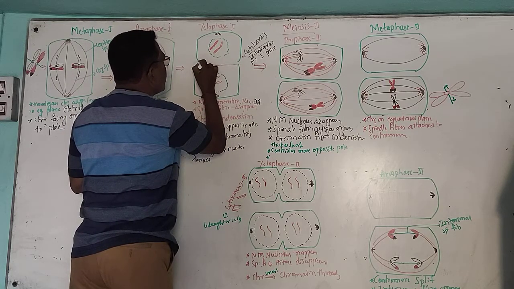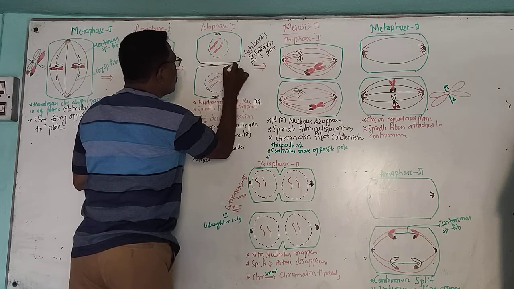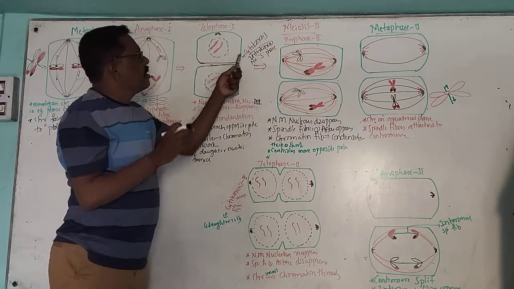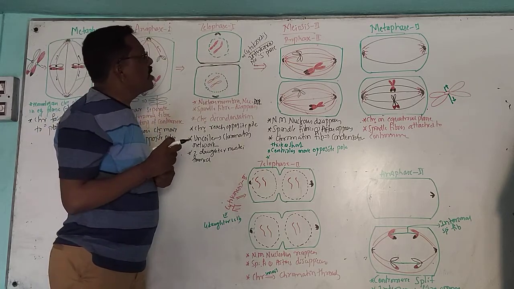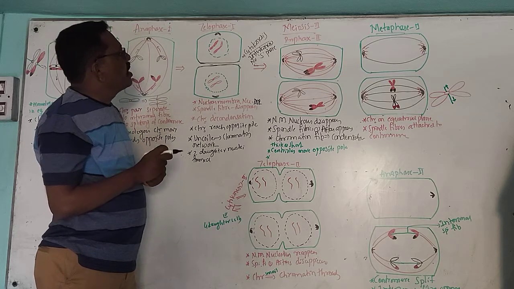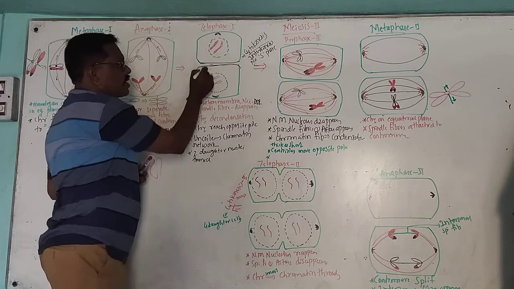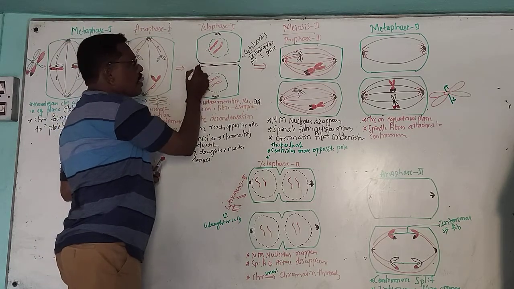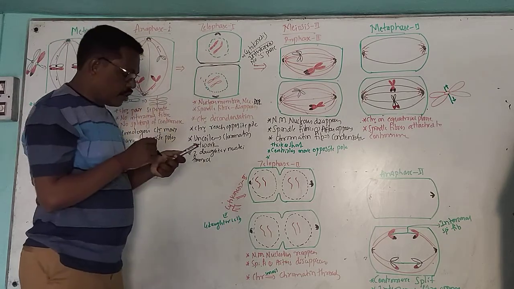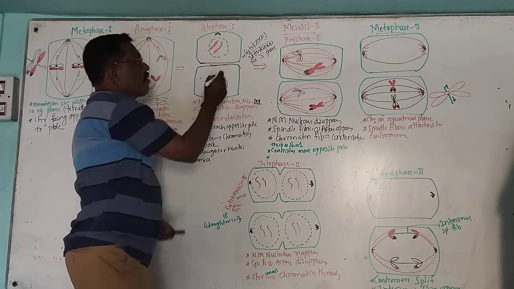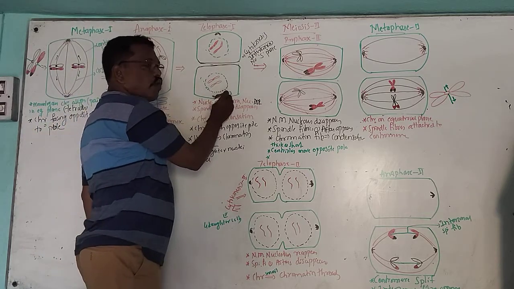Then here we will get two daughter cells originating at cytokinesis. Finally, after the cytokinesis, we will get two daughter cells.